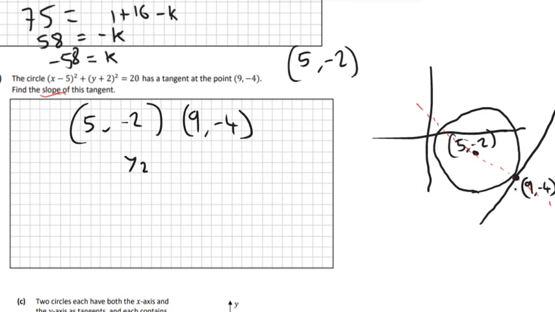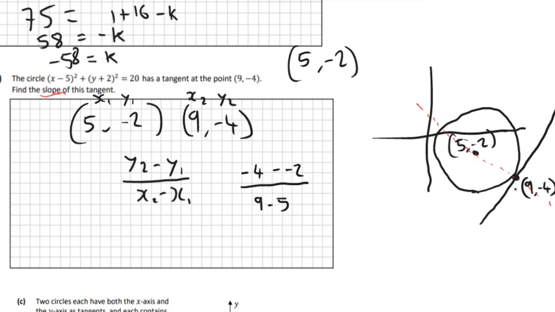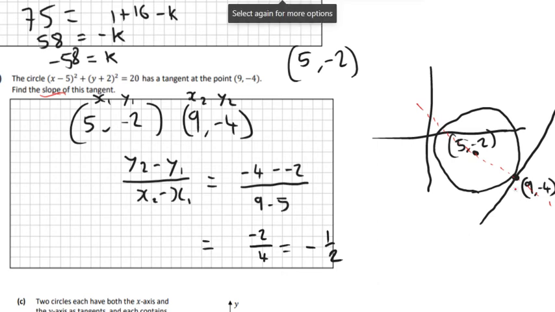So that's y2 minus y1, this is from the log tables as well, over x2 minus x1. So x1, y1, x2, y2. So minus 4 minus minus 2 over 9 minus 5. So that's going to be minus 2 over 4, so that's minus 1 over 2. So that would be the slope of that red dotted line there, just of this line here.